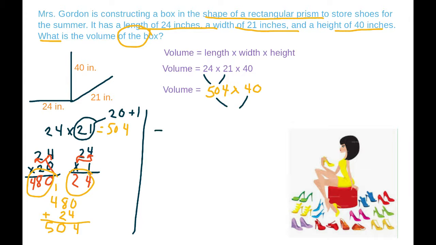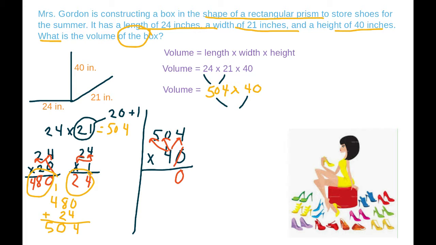So I'm going to do 504 times 40. The 40 we don't have to break apart. It's already a two-digit number with a 0 at the end, so we don't have to break it apart. Again, 0 times any number is going to give us 0, so we can just take our 0 and bring it down. Now I'm going to multiply the 4 by all the numbers at the top.